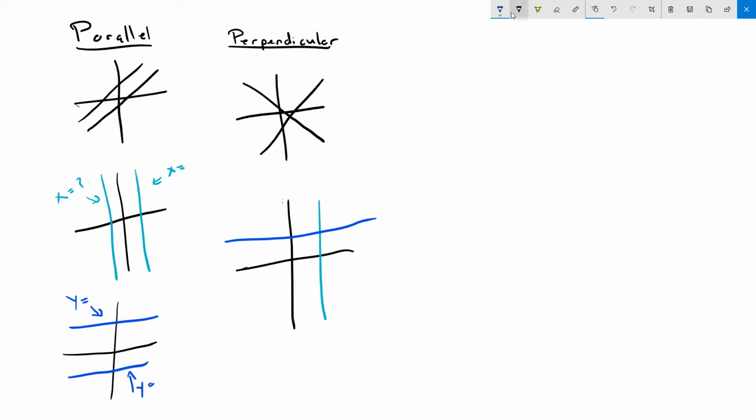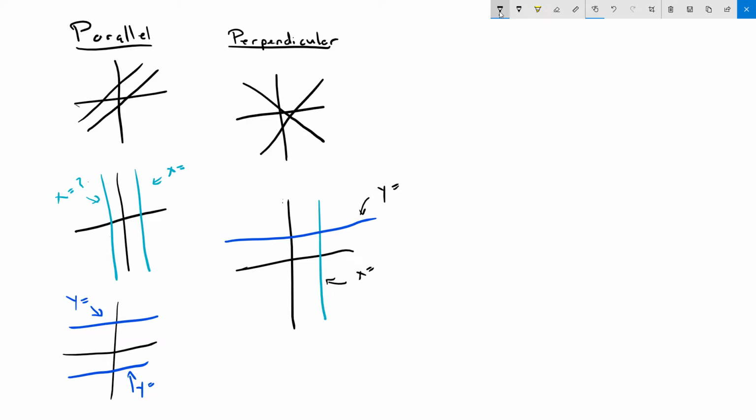So if you have a vertical and a horizontal line, so this one would be of the form y equals, and this one would be of the form x equals, right? So if you have two exact opposite line equations, you know that they're going to be perpendicular for sure, okay? So usually that's what you see.